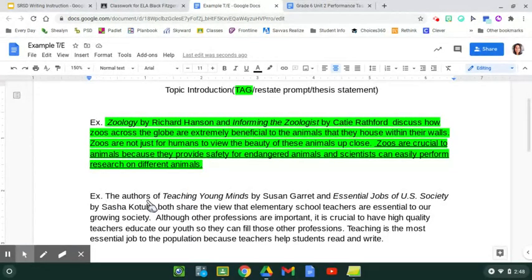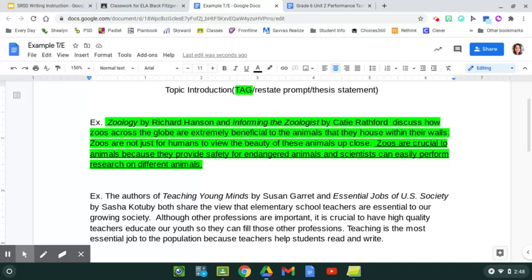The authors of Teaching Young Minds by Susan Garrett and Essential Jobs of U.S. Society by Sasha Katubi both share the view that elementary school teachers are essential to our growing society. Although other professions are important, it is crucial to have high-quality teachers educate our youth so they can fill those other professions. Teaching is the most essential job to the population because teachers help students read and write.